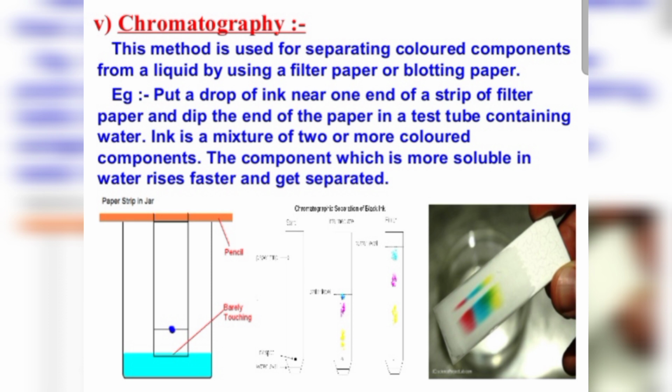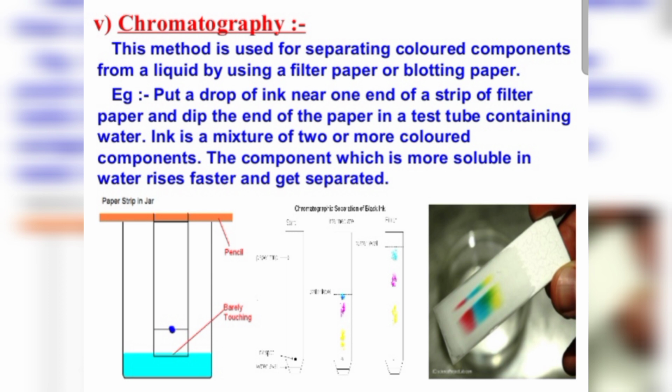So the component which is more soluble in water rises faster and gets separated, as you can see in the figure. So we can say that after some time the water rises, and along with the water the different colored components present in the ink also rise. So the colored component which is more soluble in water rises faster and reaches the top. It gets separated faster. So what are the applications of this method?